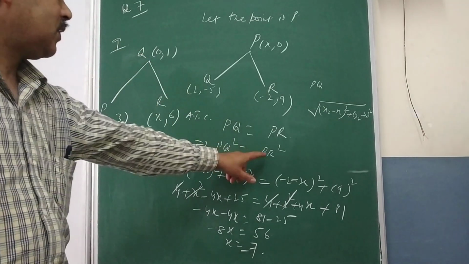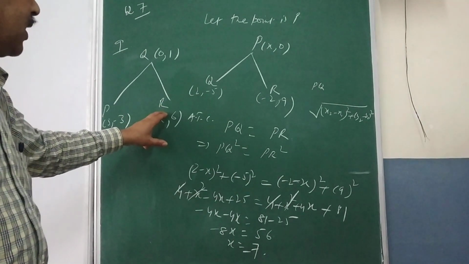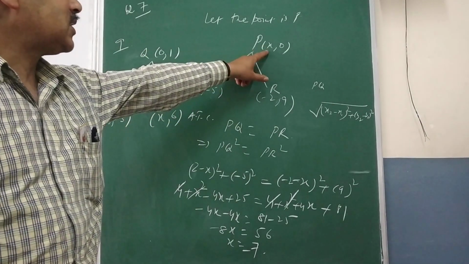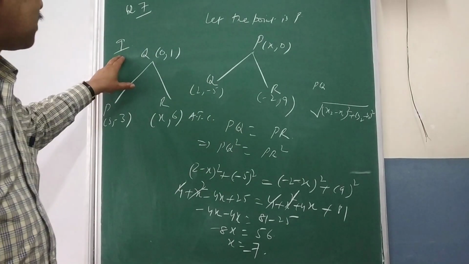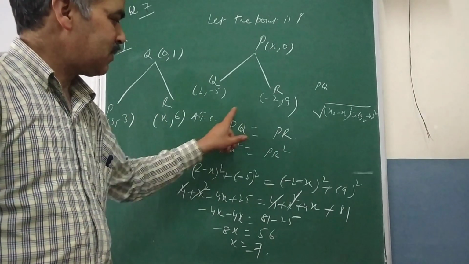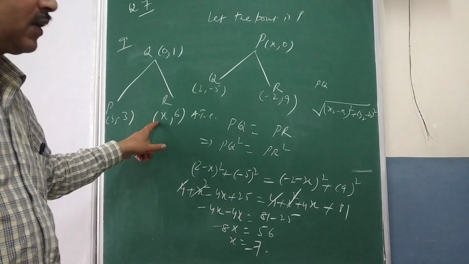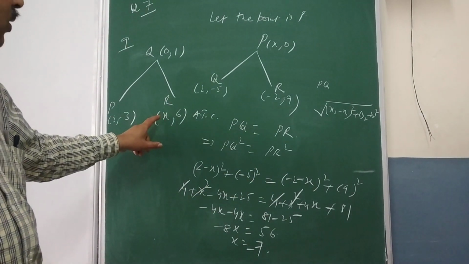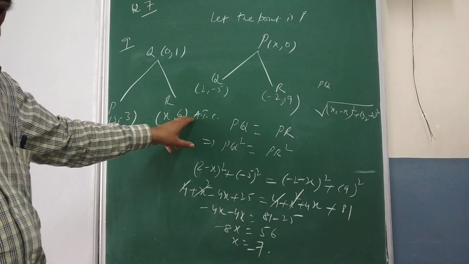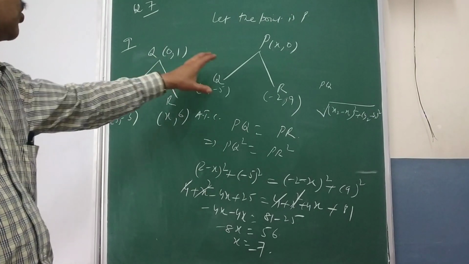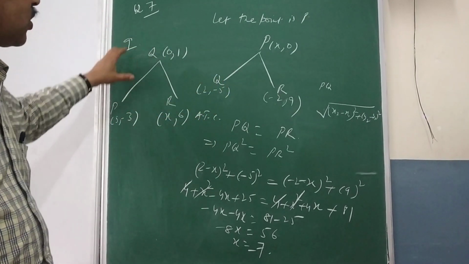So PQ square will be equal to what? QR square. And similarly now your x is lying here, as in this case it was lying there. So in question number 9 your x is lying there. So you will be reaching the same situation to calculate the value of x, and that will be giving you the coordinates of R. You have to determine the value of x by applying the same procedure which I have followed for question number 7 and question number 9.